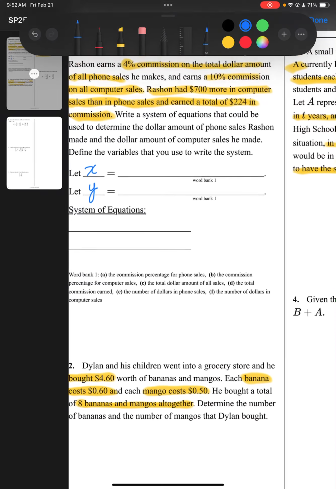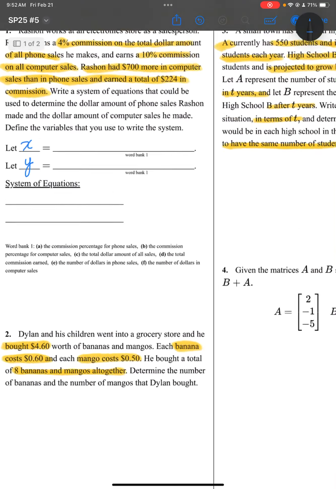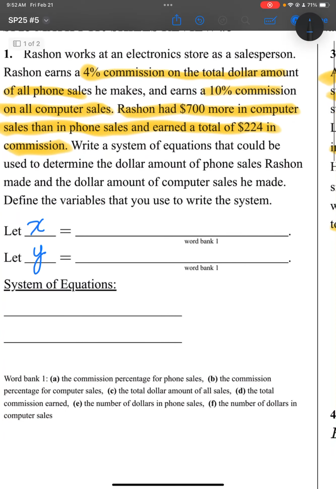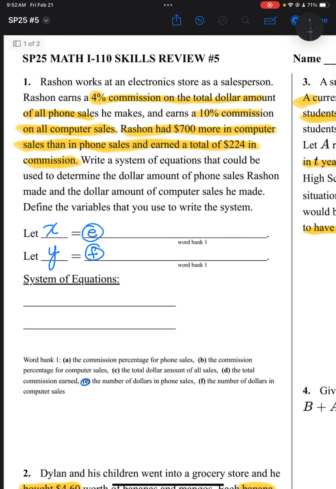So we're going to look at our variables. I'm going to make X, basically it's going to be E instead of writing the whole thing, which is the number of dollars in phone sales. And then I'm going to make Y our F, which is the number of dollars in computer sales, which is what our 4% and 10% relate to. That's how I know that is what these variables need to stand for.